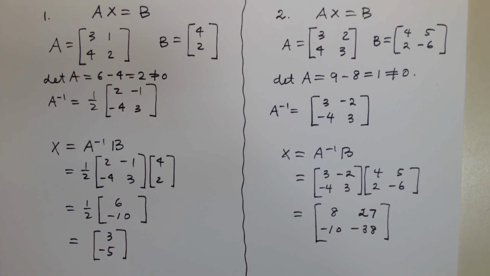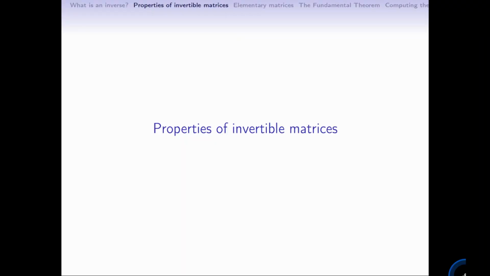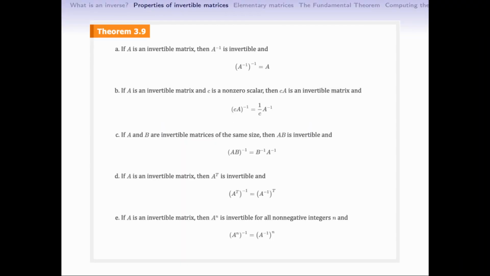Okay, so hopefully that reinforces some of the theory we've been working on, how to solve these kinds of simple equations through the matrix inverse. All right, let's head back to the class notes. Now let's study some important properties of invertible matrices. And these properties are embedded in Theorem 3.9. So Theorem 3.9 contains 5 important properties of invertible matrices.